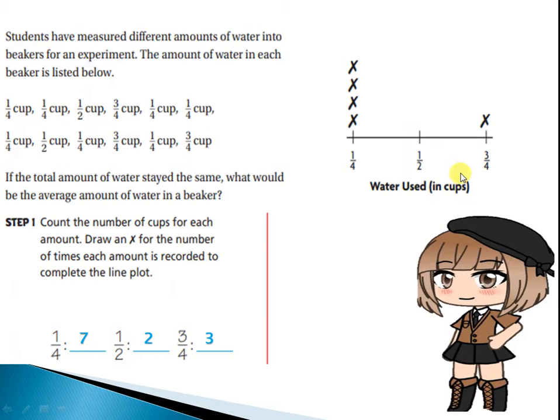So let's put plots. We have 7 1/4. So this is 1, 2, 3, 4 in the 1/4 place. So we need to add another. This is 5, 6, 7, and that's it. How many halves? 2, 1, 2. How many 3/4? 3. So this is 1, then 2, then 3, and that's it. Very easy.